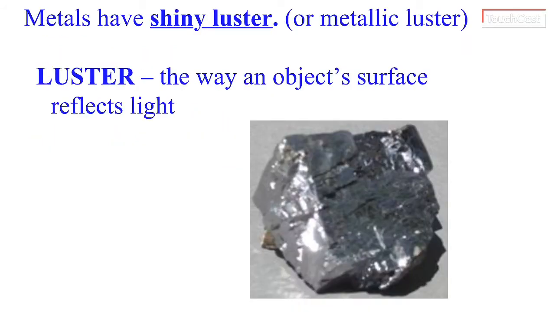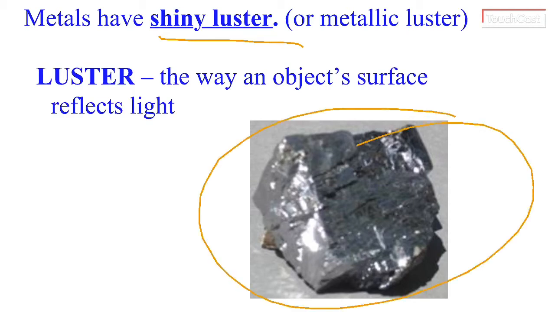Next, we need to note that your metals have a shiny luster. Luster refers to the way an object surface reflects light. So think about aluminum. It's shiny. Gold, silver, those things are shiny like this object here.